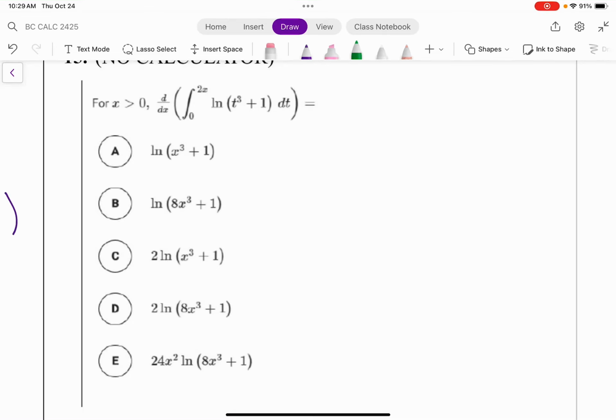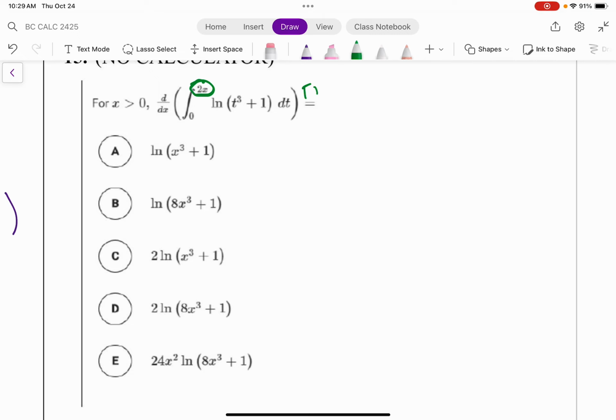Okay, so this says for x greater than 0, the derivative of this expression there, or that function, right? So it is a function because there's an x up there. So this problem looks harder than it is. You're just using the fundamental theorem of calculus.